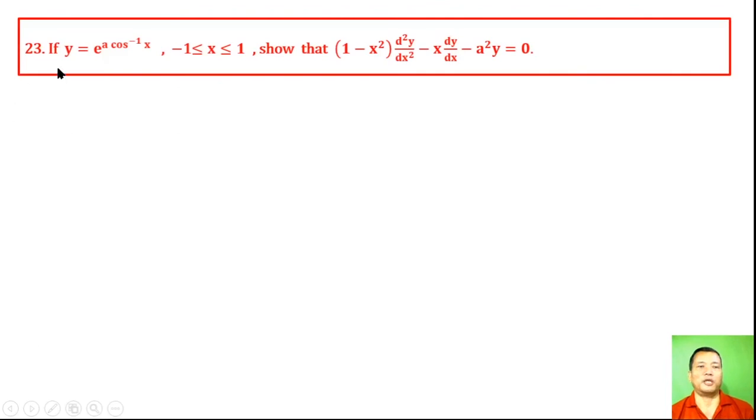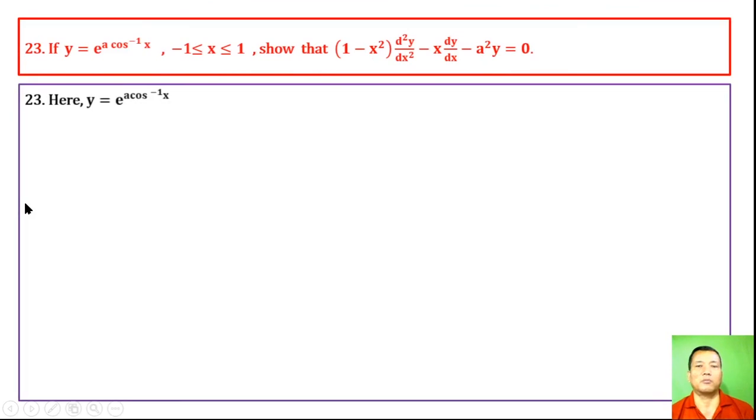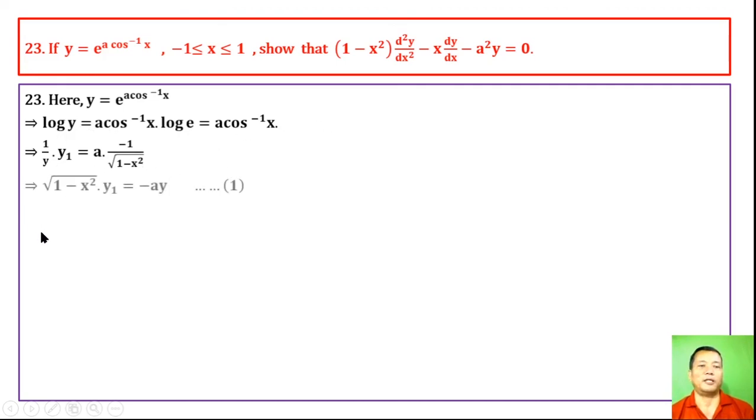Question number 23. If y equals this, show that this second order equation holds. Here y is this. Taking log on both sides, we get log y equal to a cos inverse x times log e. Log e has value 1, and therefore it becomes a times cos inverse x. Taking the derivative on both sides with respect to x, we get this, which can be written as this, equation 1.